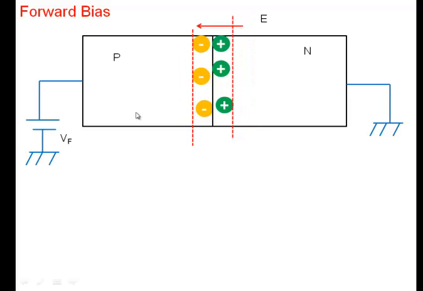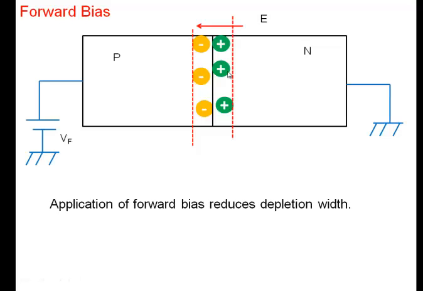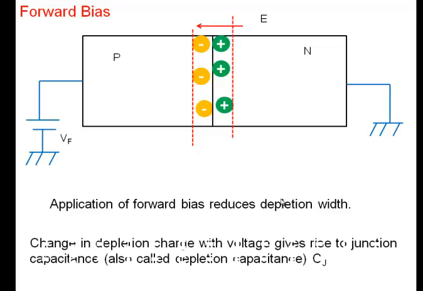All right. So what you find is that when you apply a forward bias, it reduces the depletion width here. Depletion width narrows. Okay. So application of forward bias reduces depletion width.